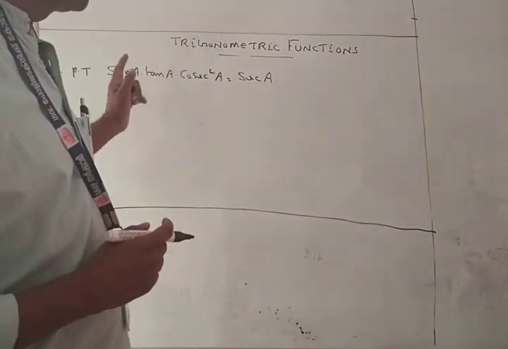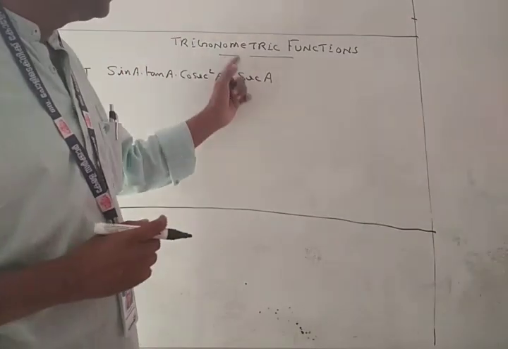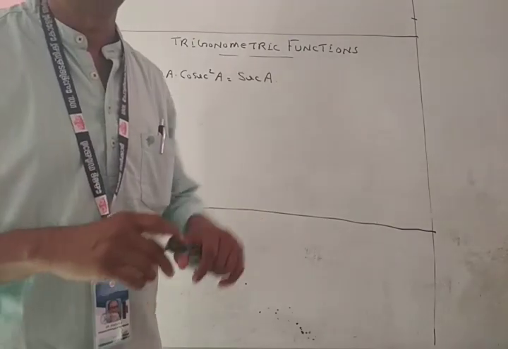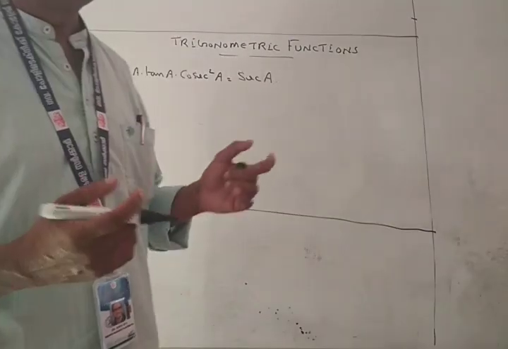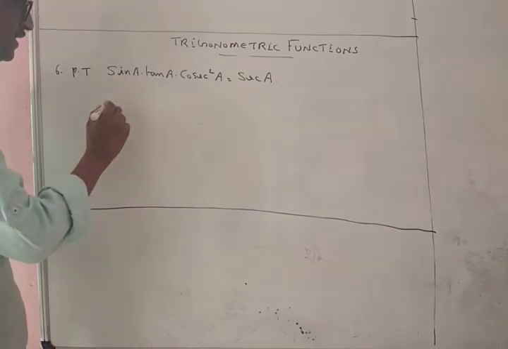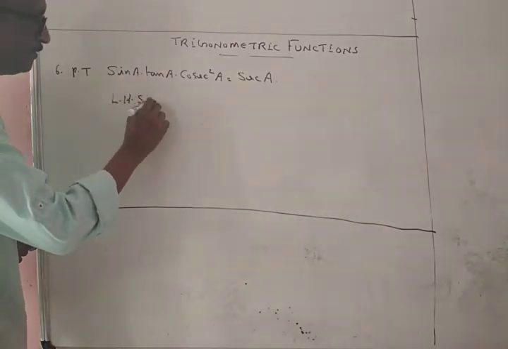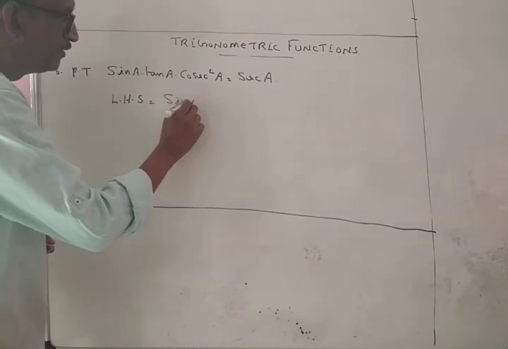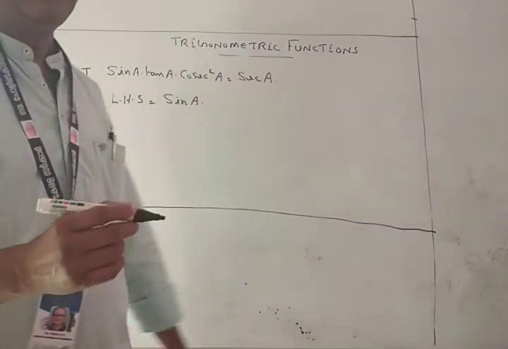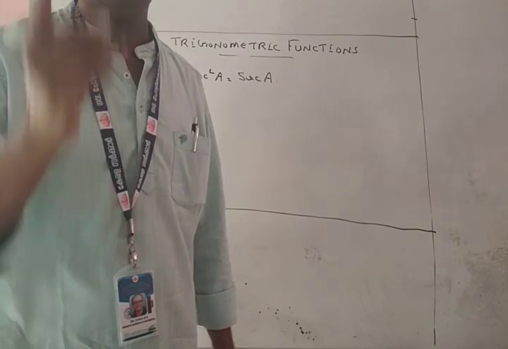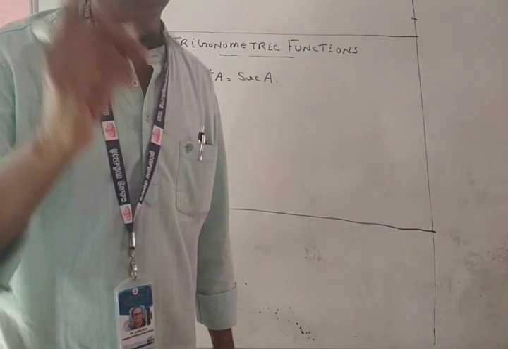Here the left hand side is sin A tan A cosec squared A, and the right hand side is sec A. Prove that the left hand side is equal to the right hand side. Take the left hand side. Left hand side is sin A into tan A. There is a result for tan A. Tan A is the same as sin A by cos A.